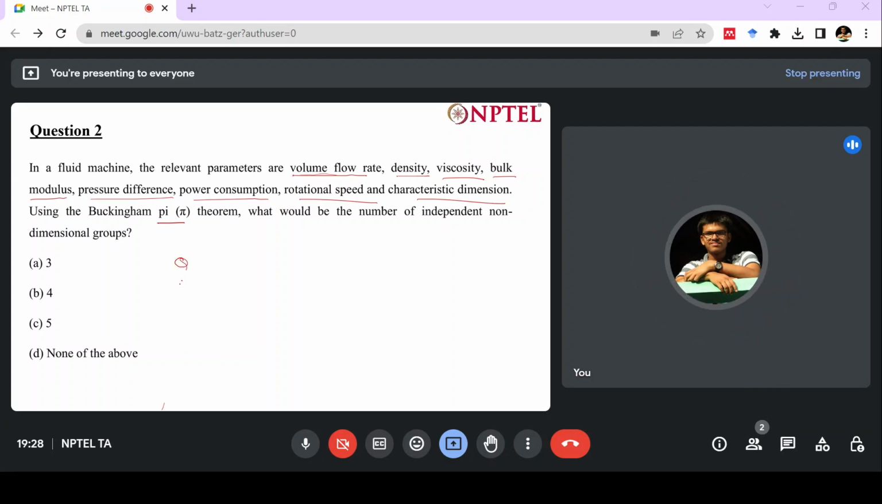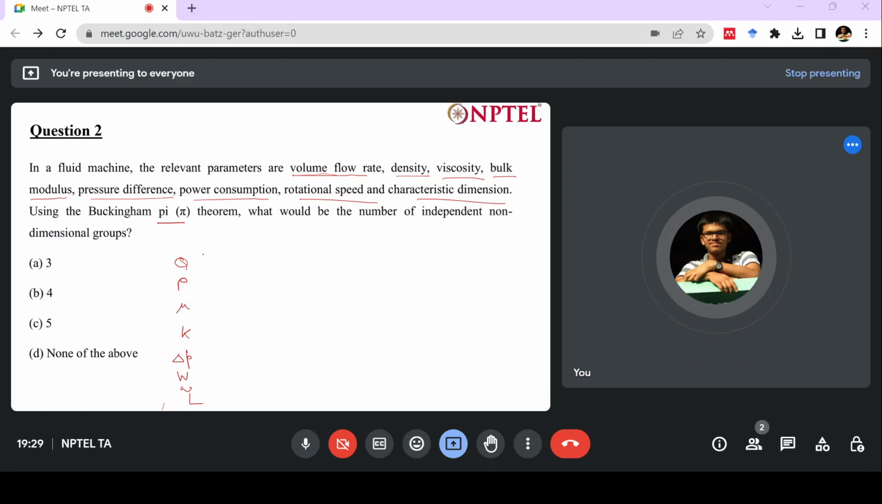So we mention all this in a column. Q is volume flow rate, rho is density, mu is viscosity, K is bulk modulus, and this pressure difference delta P, let's say, power consumption, let's say W, rotational speed, say omega, and characteristic dimensions, let's say L. So what will be the other columns?